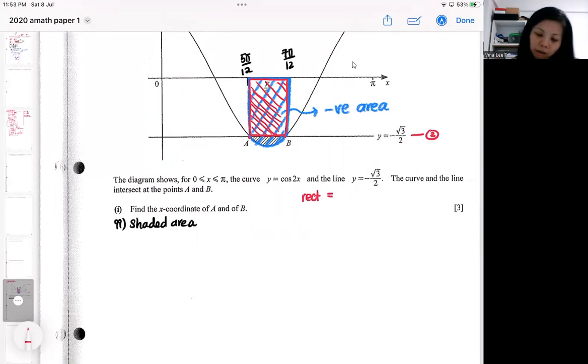The length is the difference here. And then the height. Okay, so right here there is a negative, but because we are just using the value, the value here is √3/2. So if I talk about the length and breadth, this is what I'll be getting.